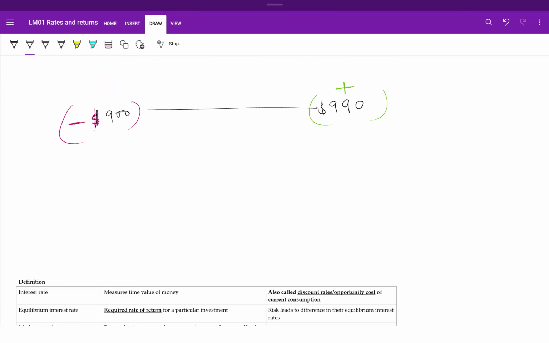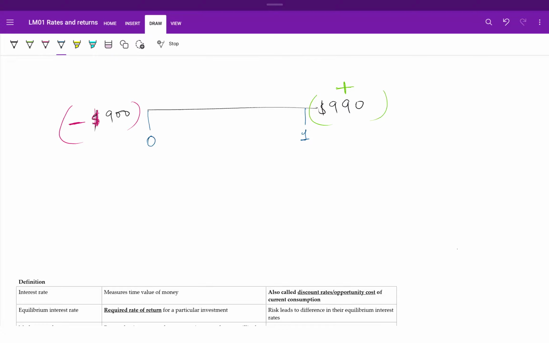So there was a $900 outflow and an inflow of $990 after 1 year, at time 0 and 1. You actually have to tell the calculator. The calculator isn't that advanced, which is why it's allowed in the exams. So you have to tell the calculator this is a cash outflow and this is a cash inflow. For that, use negative and positive numbers.